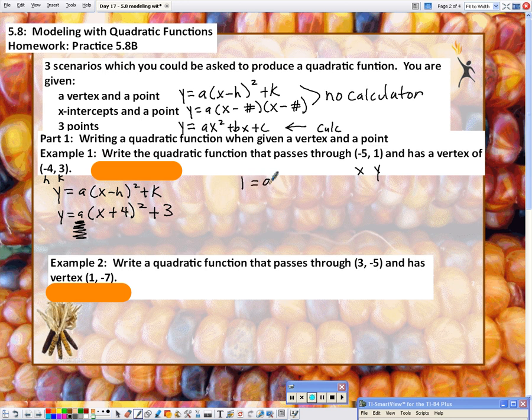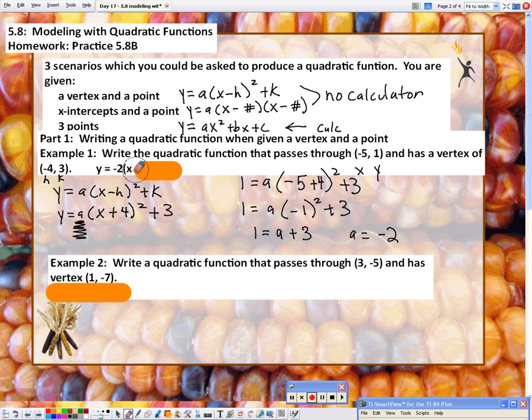So we're going to have 1 equals a times -5 plus 4 squared, plus 3. So we have 1 equals a, and then -5 plus 4 is -1. -1 squared is just 1, so our equation becomes 1 equals a plus 3, which means a has to equal -2. That means our equation is going to be y equals -2 times x plus 4 squared plus 3.